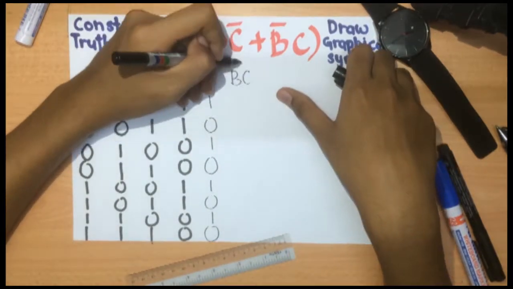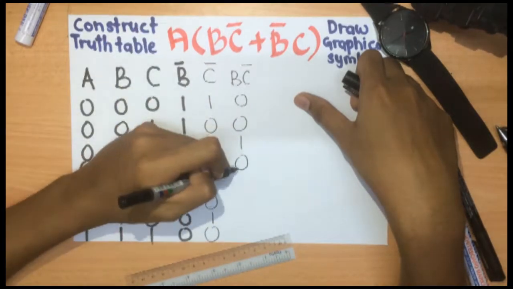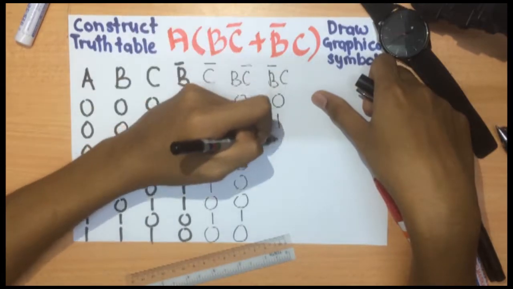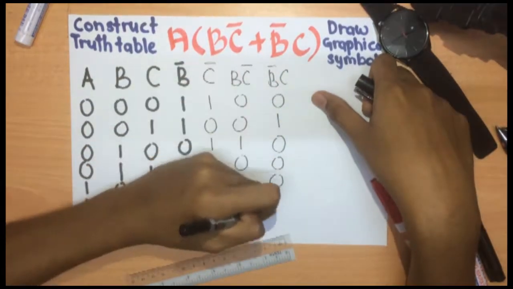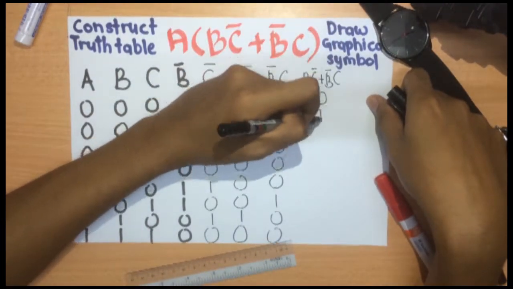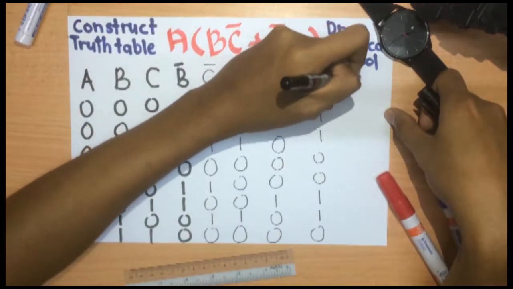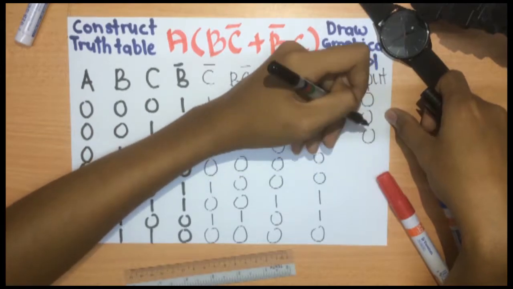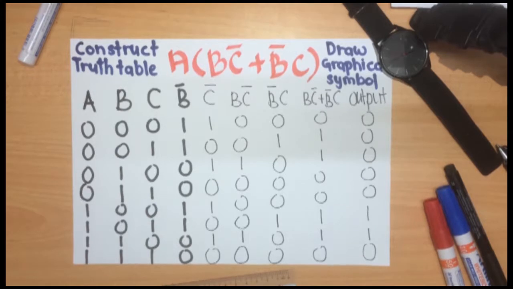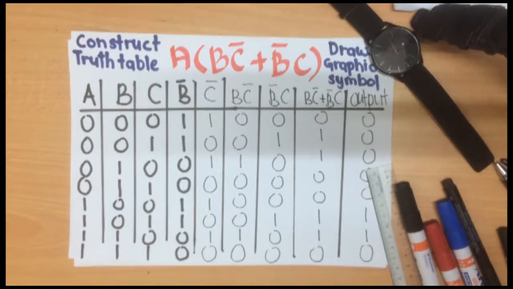After that, it's B and not C, where both of them must be true to get the true result, which is 1. Another column is not B and C, with the same rules as column B and not C. This column is read as B not C or not B C. The rule is when one of them is 1, the result will be 1. Therefore, this is the output of the equation, which is A and B not C or not B C, where both of them must be 1 to get the result of 1 as well.